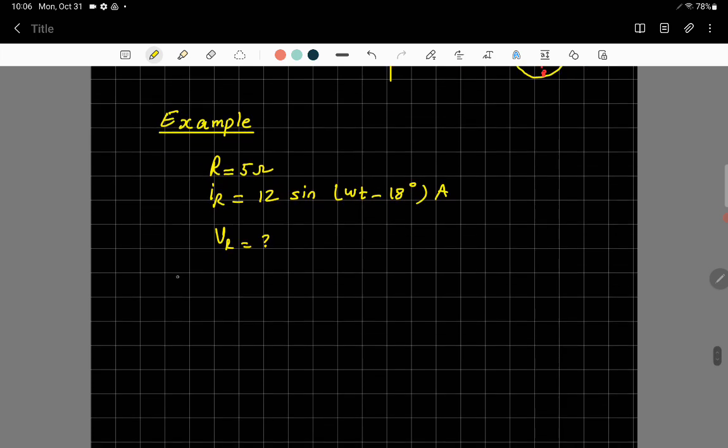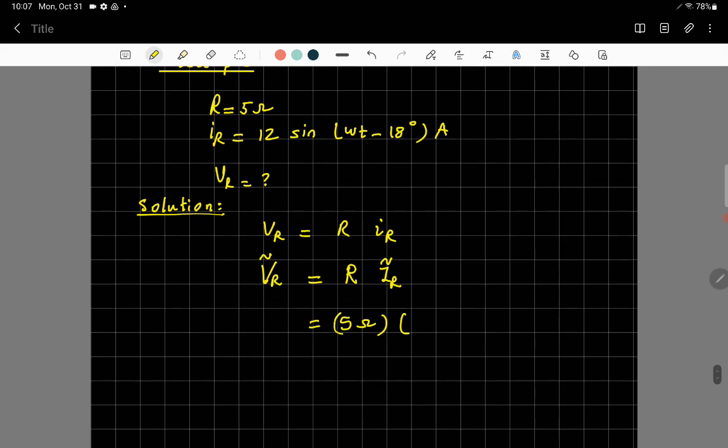To find the voltage, we know that applying Ohm's law, the voltage across the resistor is equal to resistance times the current in the resistor. That's if in time domain. If you make it in phasor, VR phasor is equal to R times IR in phasor. R is equal to 5 ohm, it's given here, 5 ohm times IR. IR is given here as time domain.